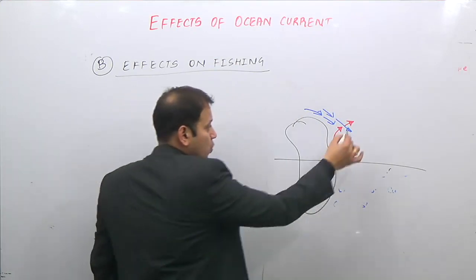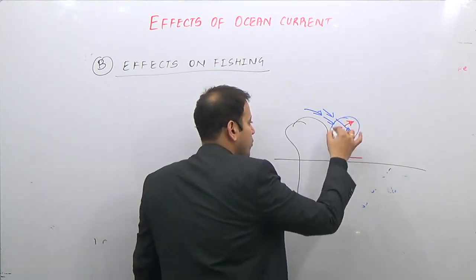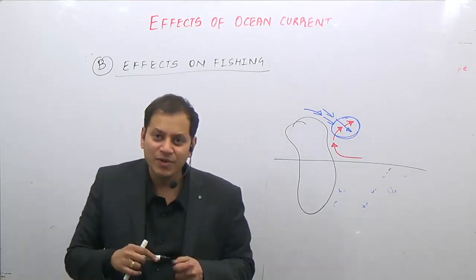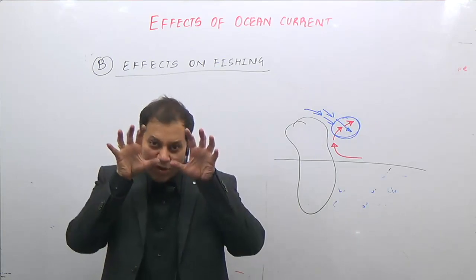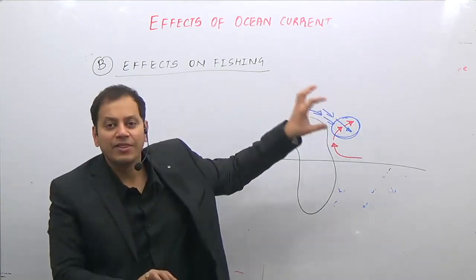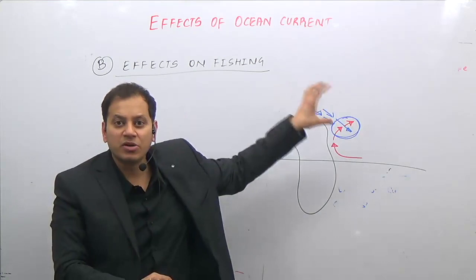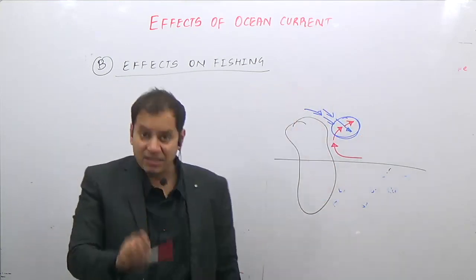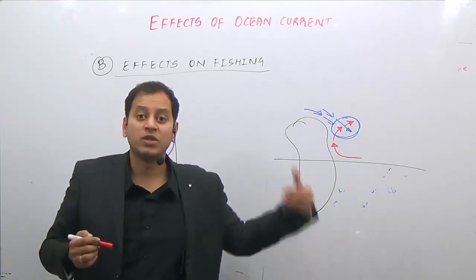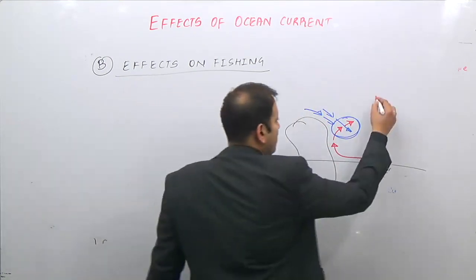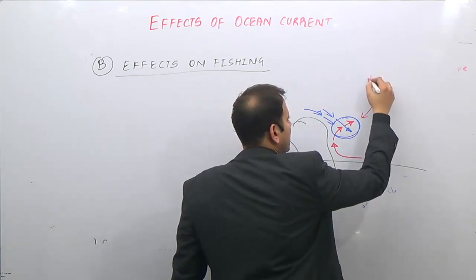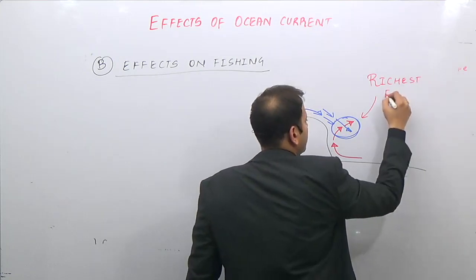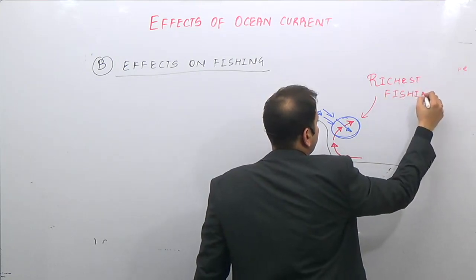In the regions where there is a mixing up of cold and warm ocean currents, obviously because of mixing, there is a decrease in velocity, and therefore there is a concentration of nutrients, plants, and oxygen-rich, nutrient-rich water in this region. And obviously the fishes thrive in this region. So the mixing up of warm and cold ocean currents are the richest fishing grounds in the world.